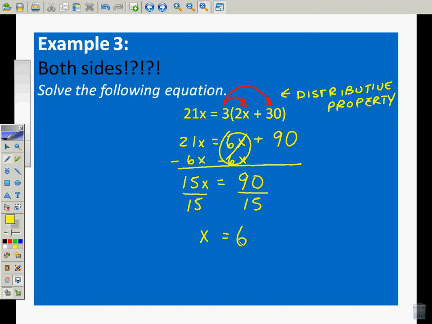So we had the extra step here of the distributive property. But once we get rid of those parentheses using the distributive property, we see that we have the same process, once again, of combining like terms, finding our zero pairs, and then doing opposite operations.